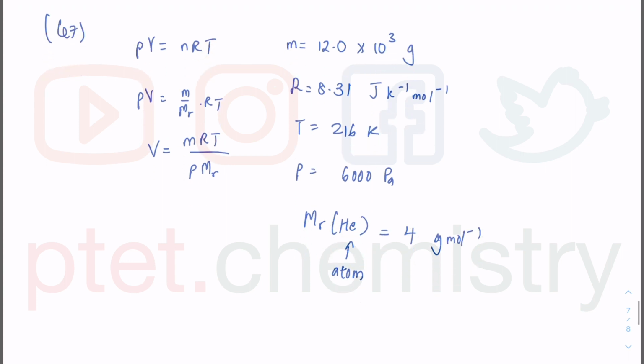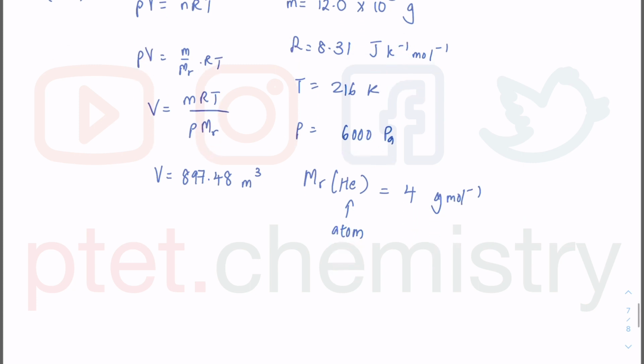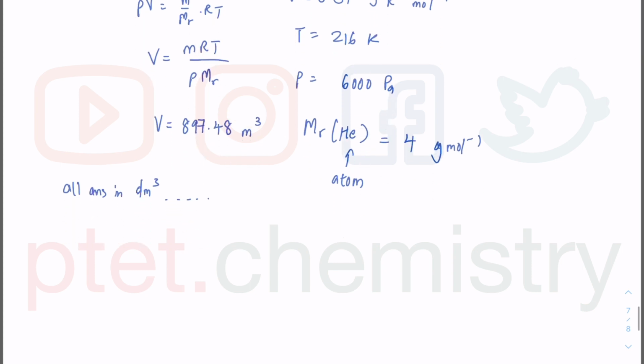You sub all of that into your calculator, and you're going to get the volume as 897.48 meter cube. Now we have an issue because all the answers given to us are in dm cube. The 3 significant figures is not quite important here, but we need to convert it into dm cube because this is the standard unit as per the ideal gas equation. So we have to think about how to convert meter cube to dm cube.